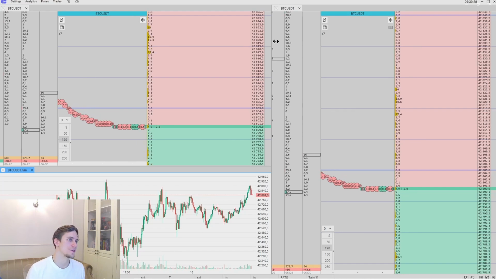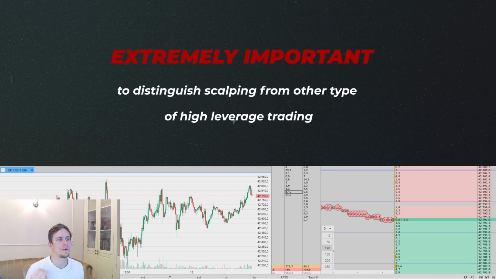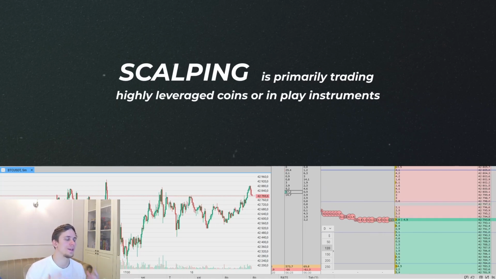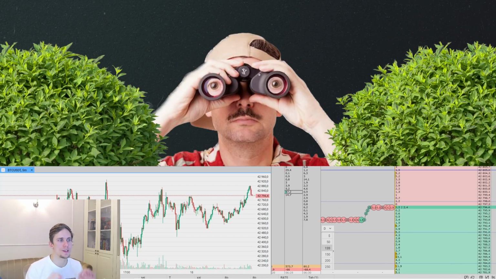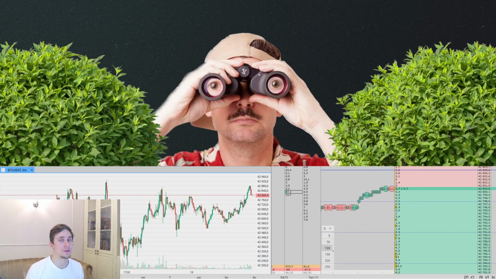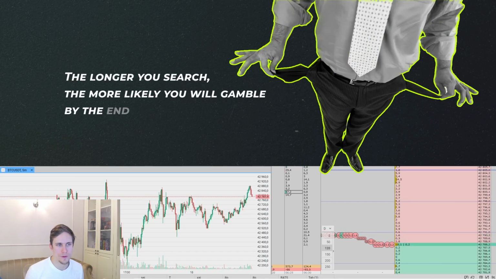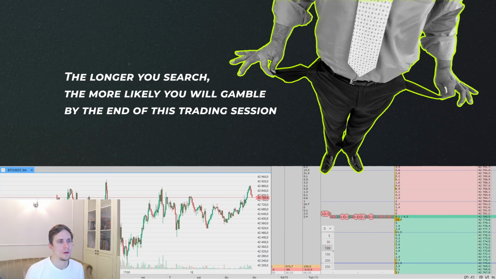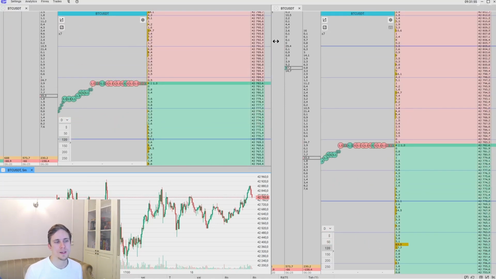So first of all, it's extremely important to distinguish scalping from other types of high leverage trading. Scalping is primarily trading highly leveraged coins or in-play instruments. You can spend all day looking for a situation to work out. But the biggest trouble is that the longer you search for a situation in the market with a purpose or desire to make a trade, the more likely by the end of this trading session you will gamble. Probably many beginners have recognized themselves now.